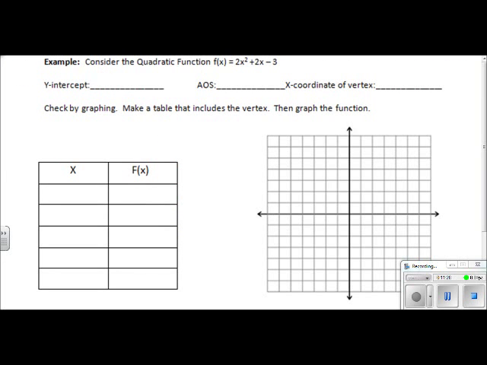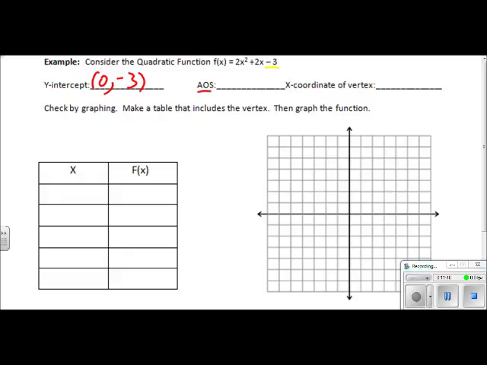So let's put this into practice and see what we can find here. So if we're considering the quadratic function 2x squared plus 2x minus 3, well, remember our y-intercept is always at the spot (0, c), so it would be (0, -3).